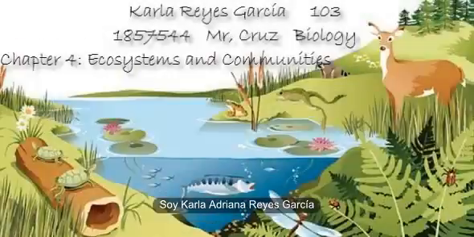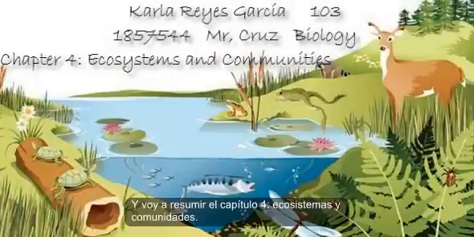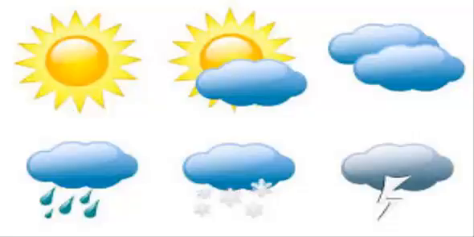My name is Carla Reyes Garcia, and I'm going to summarize Chapter 4, Ecosystems and Communities. The first topic is climate.